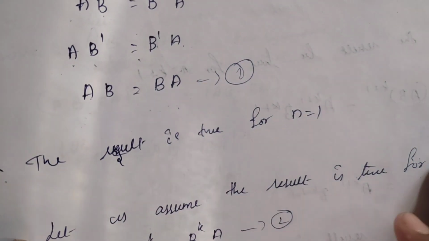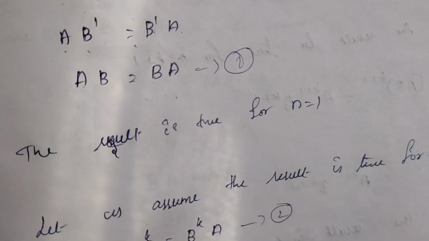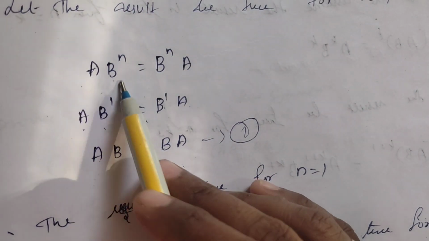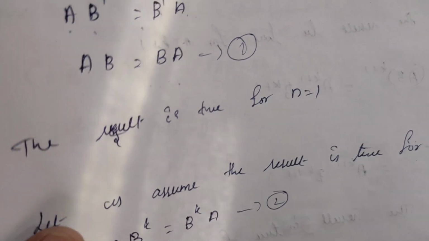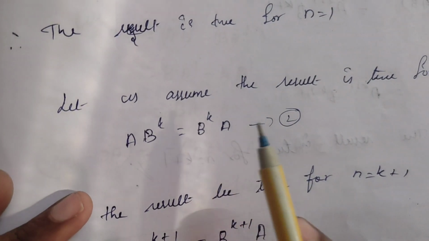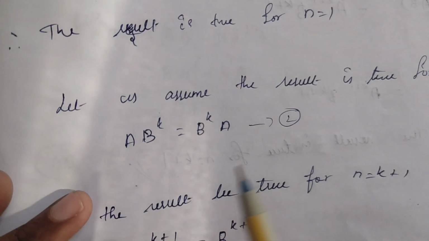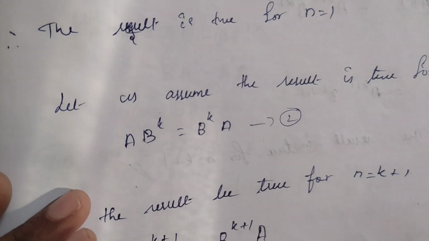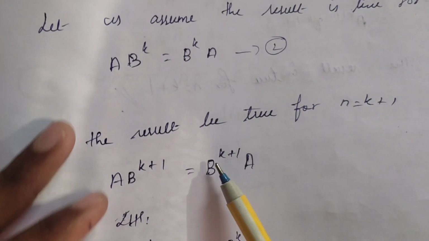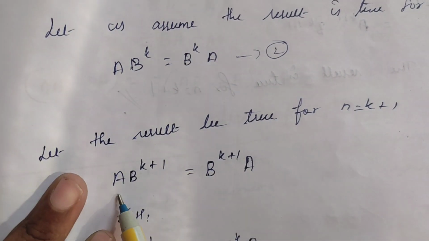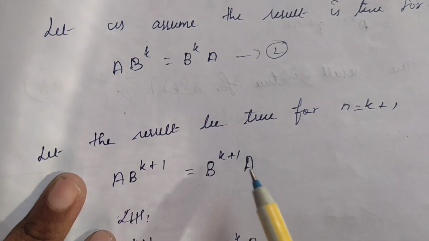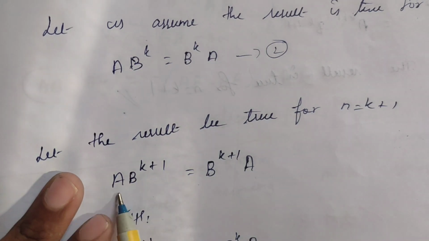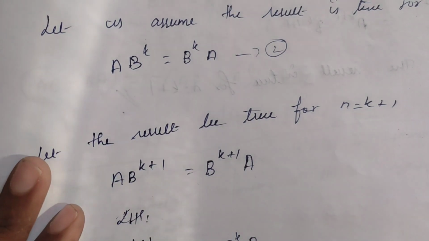Now let us assume the result is true for n is equal to k. That is A B^k is equal to B^k A. That is what we have assumed. Now we have to prove this result is true for n is equal to k plus 1. What is n is equal to k plus 1? A B^(k+1) is equal to B^(k+1) A. Now let me take the LHS and prove the RHS.